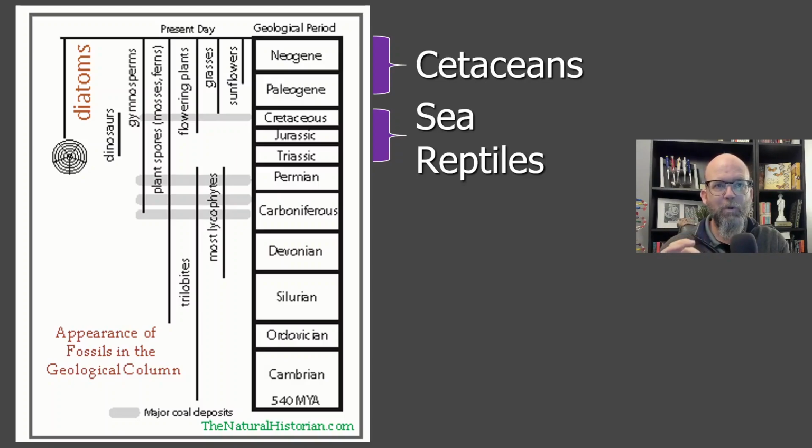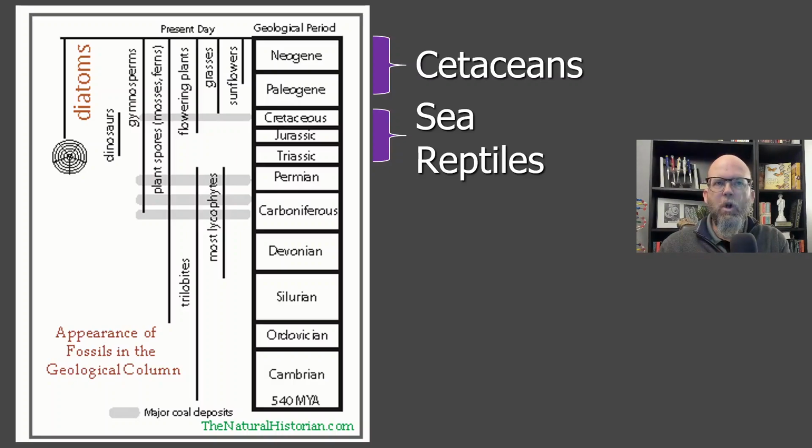Some of them are only found in one distinct period of time or layer of rock. That's also true for the cetaceans. There is a distribution of cetaceans in the geological column. But the big point here is that never the two shall ever cross paths.